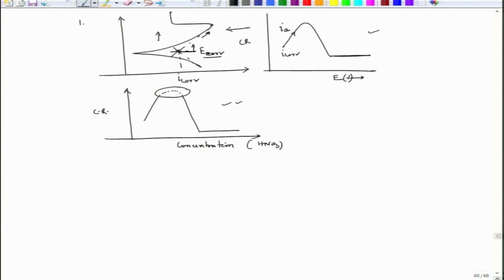At the same time, there could be variation of corrosion rate with concentration of HNO3, where once it reaches a certain level, the corrosion rate suddenly reduces and maintains at a very low value. This is related to Faraday's experiment. Now, there could be variations of this graph. For example, in the case of lead, lead is a very interesting example.